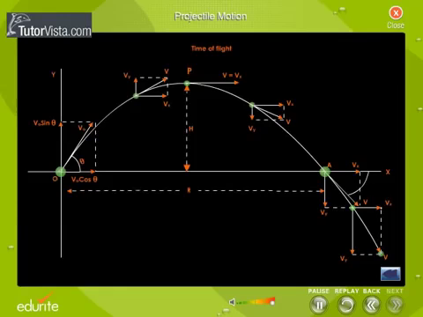Time of flight. Time of flight of a projectile is the time taken by it from the instant when it is projected to the time when it strikes the point in a horizontal plane passing through the point of projection. T is equal to 2 v0 sin theta by g.